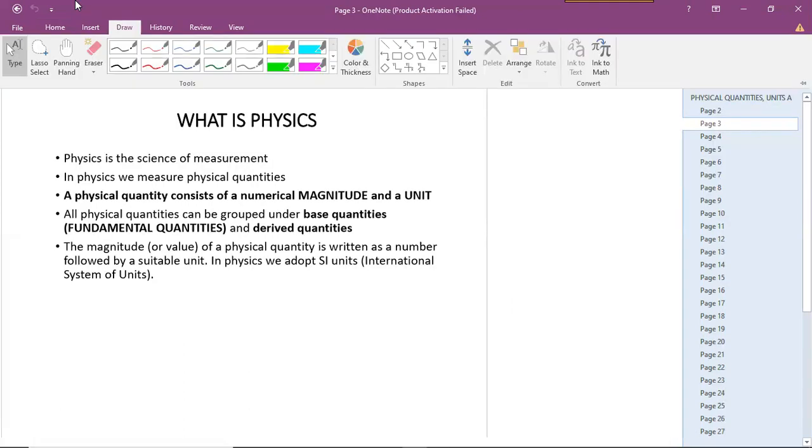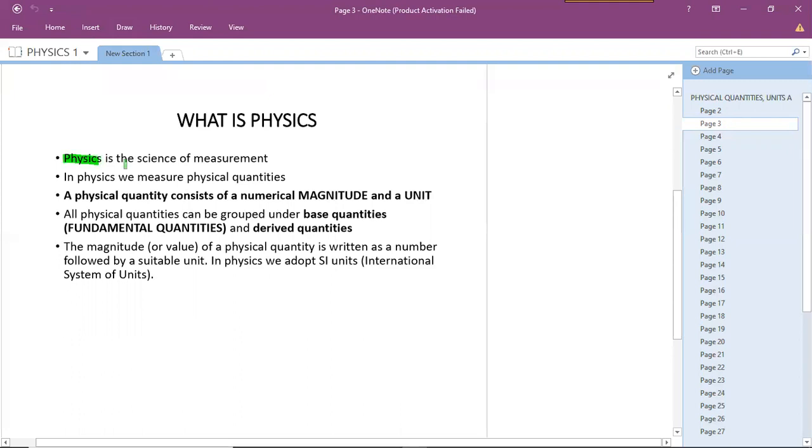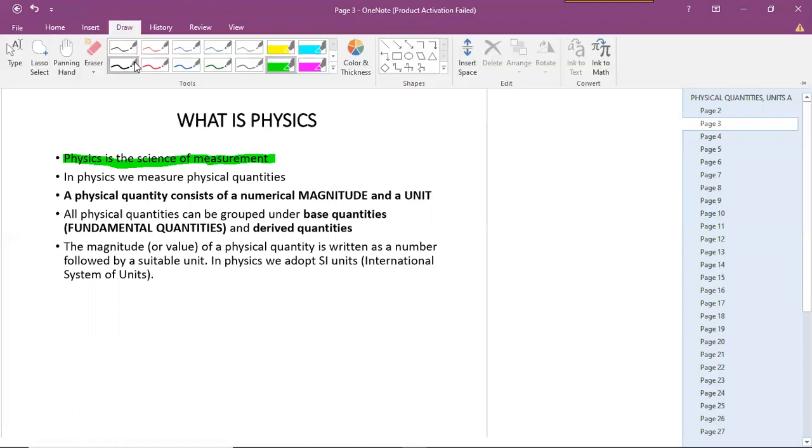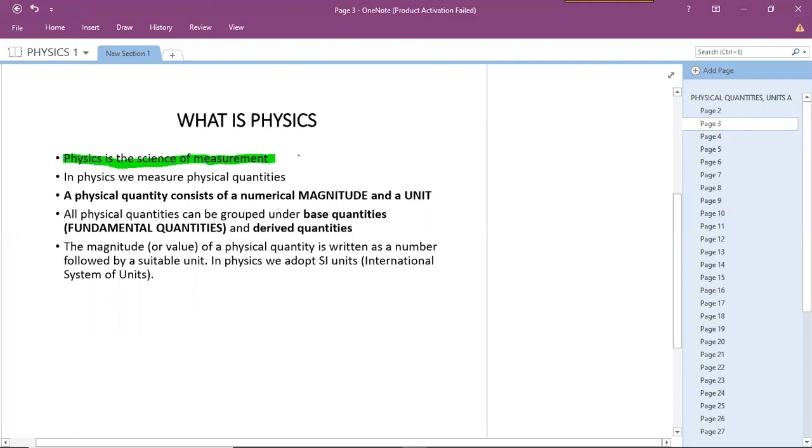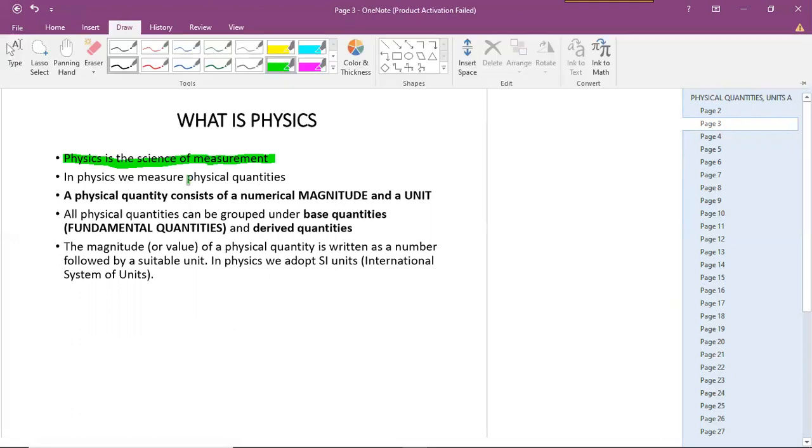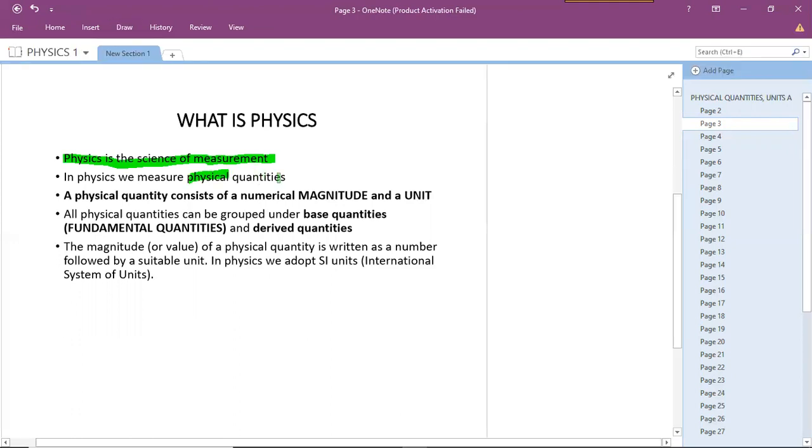All right, so physics is practically the science of measurement, because remember in our introductory lecture to physics, I said that for physics, you just have to learn how to say just one or two things, because it's all about measurements. And what are you measuring in physics? You are measuring things known as physical quantities. So physics is the science of measurement.